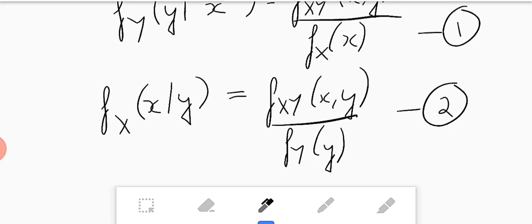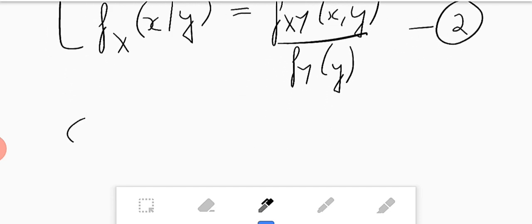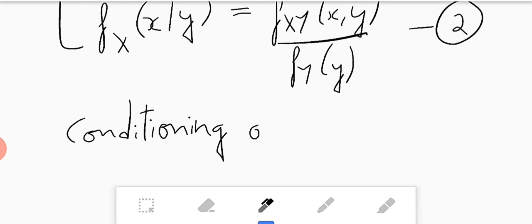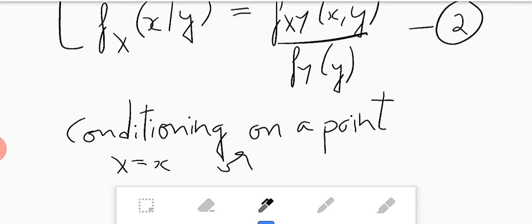Remember these two equations. We will use them again for some other important observations. These two cases of conditional probability are often called conditioning on a point. Why so? Because the conditioning event here is X equal to x, or for the other equation Y equal to y, because x is x and y is y.